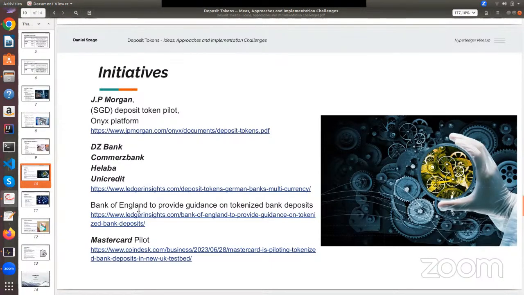So one thing is that the Bank of England provided guidance on tokenized bank deposits. So practically the Bank of England basically pushes deposit tokens. And as far as I know, there's one pilot from MasterCard for deposit tokens. So these are the initiatives.